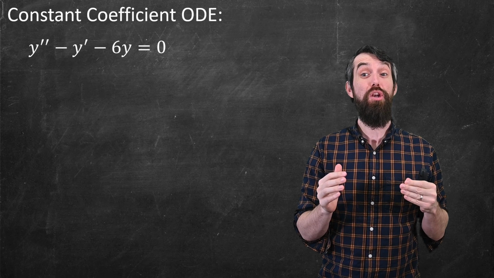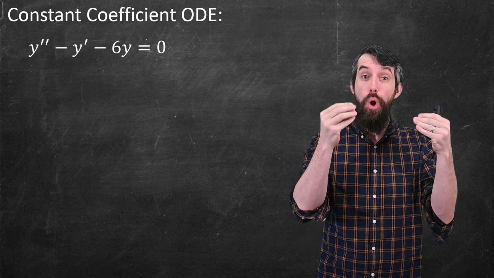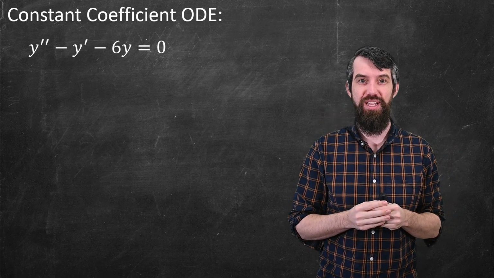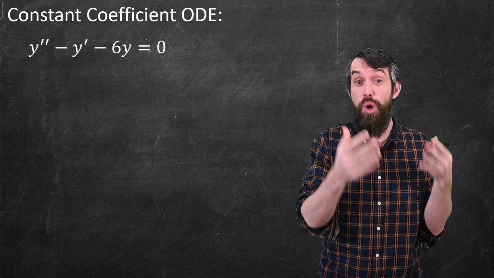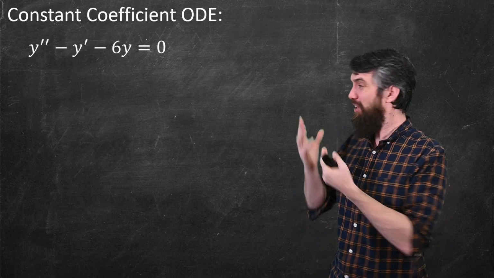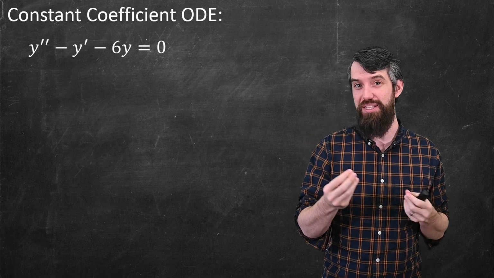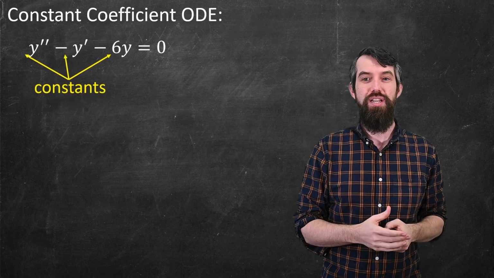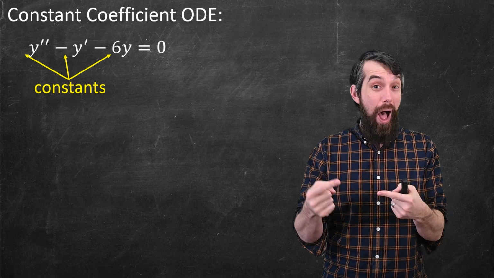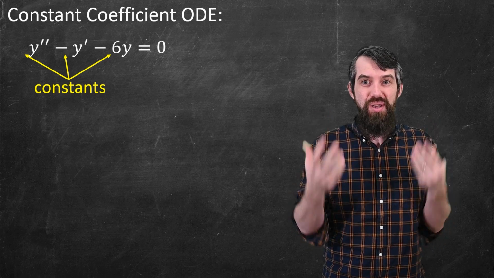In this video, we're going to learn how to solve constant coefficient differential equations. So what is a constant coefficient differential equation? Well, if I look at this one, y double prime minus y prime minus 6y is equal to 0, the coefficients of the dependent variable y and its derivatives are all just numbers.